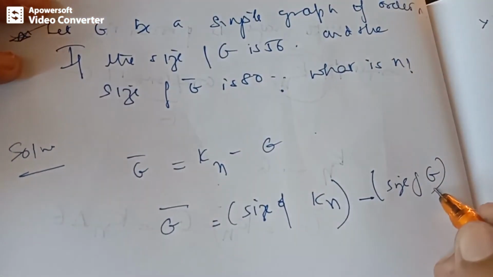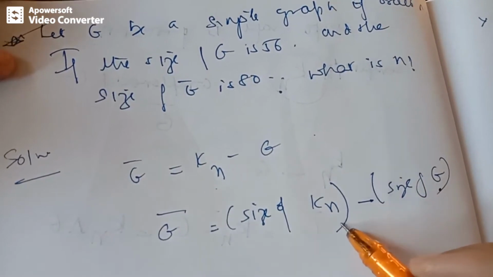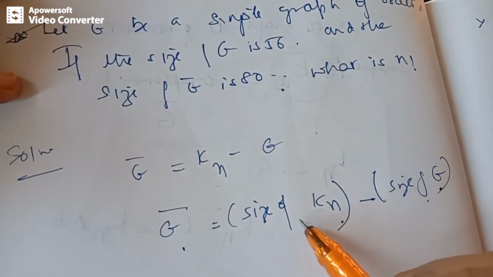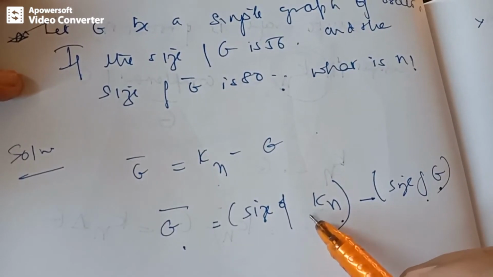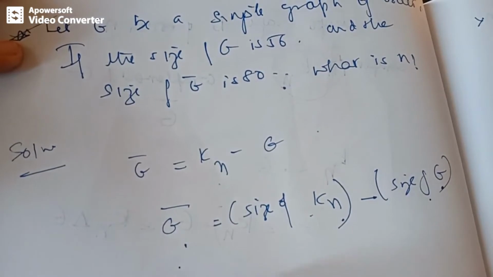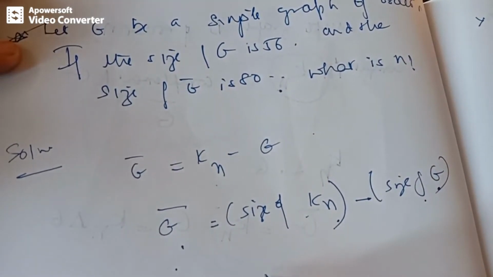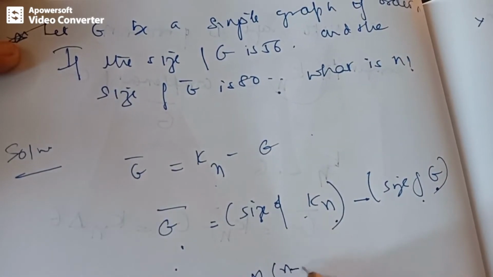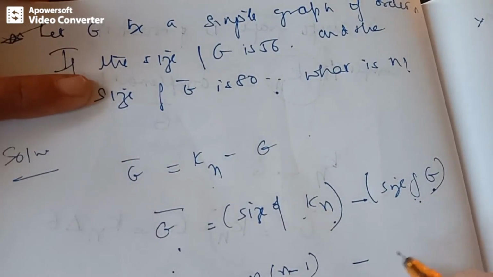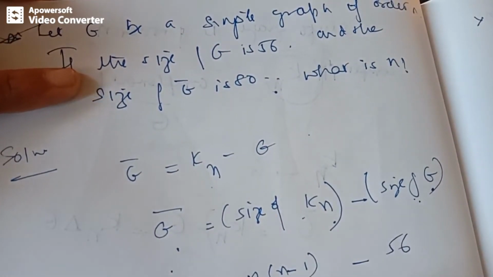Here G is a subgraph of the complete graph Kn, and G complement is obtained by deleting all the edges of the subgraph and taking all the rest of the edges in the complete graph. The size of G complement is given in the question as 80, and the size of Kn, as you know, is n into n minus 1 by 2, minus the size of G. What is the size of G? It is 56.